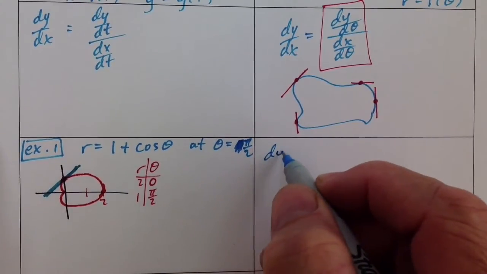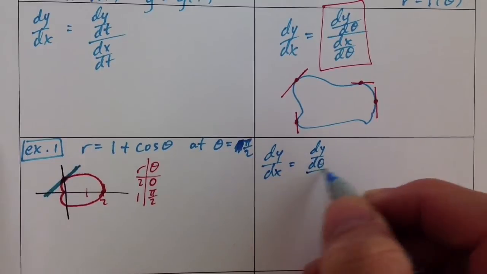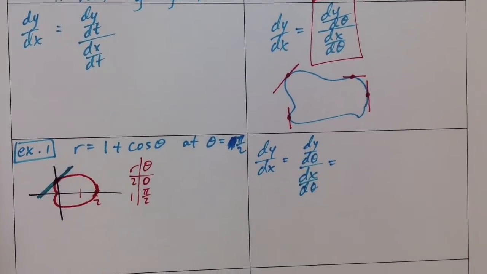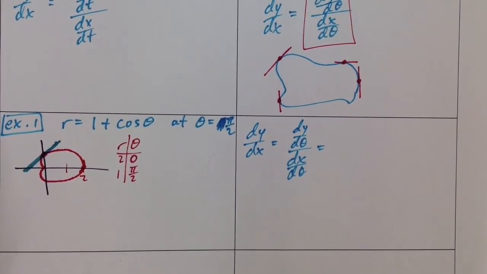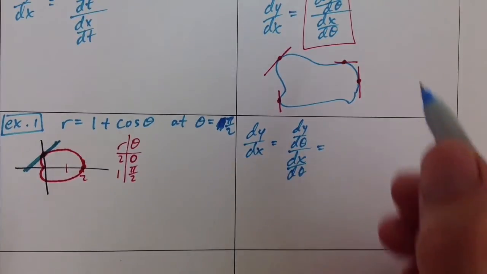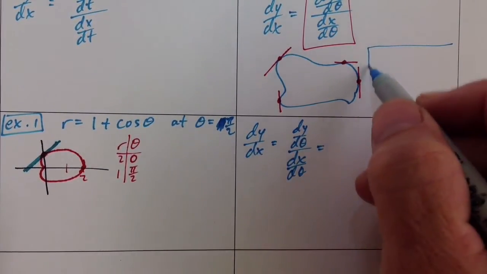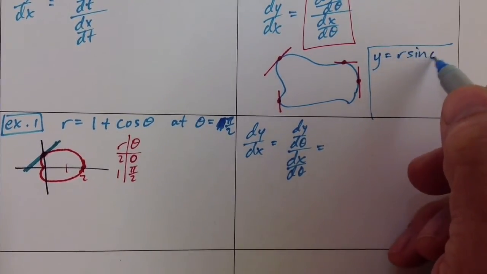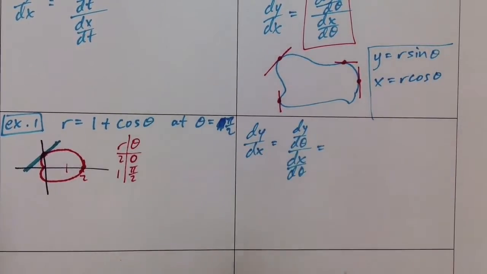Well, again, dy/dx is equal to dy/dθ over dx/dθ. Now, it doesn't look very involved yet, but watch what happens. If we remember, I'm going to put this right here, where y equals r sine theta and x is equal to r cosine theta. Okay? Well, look what's going to happen.